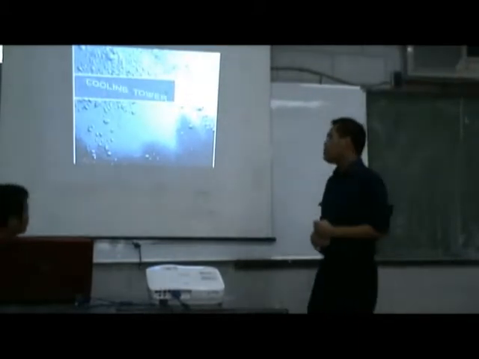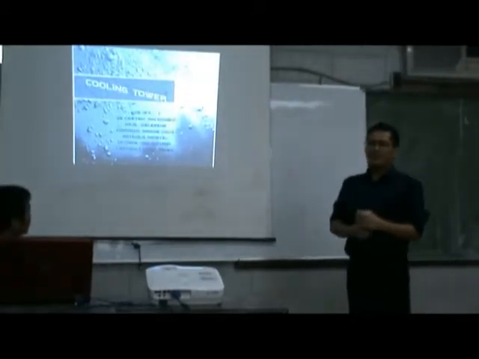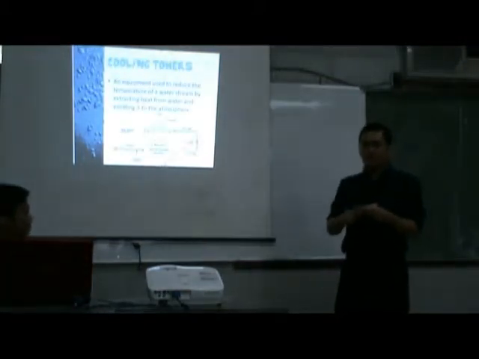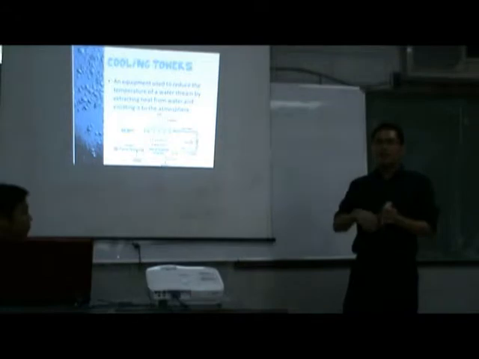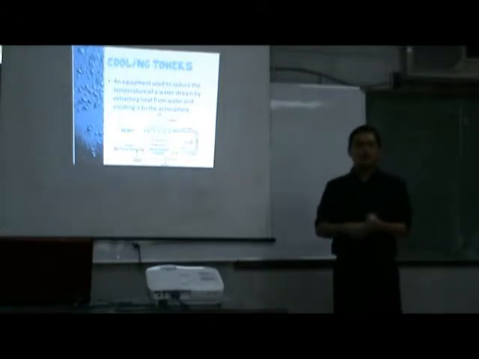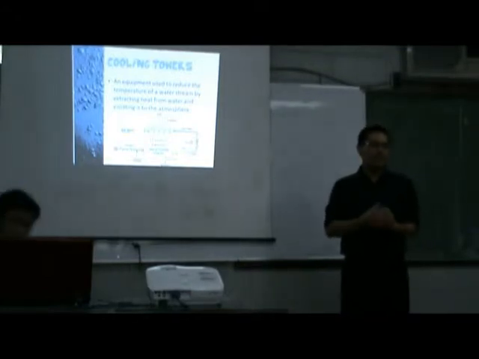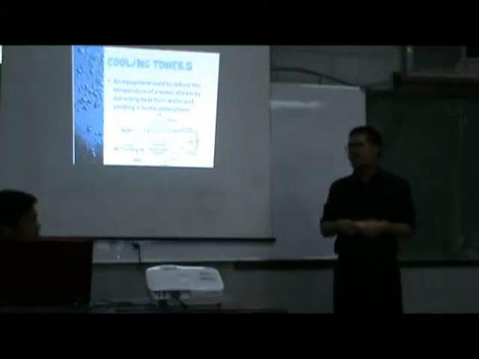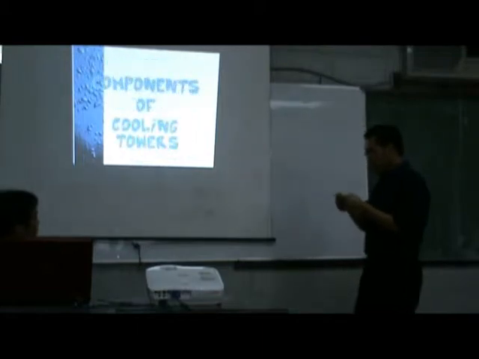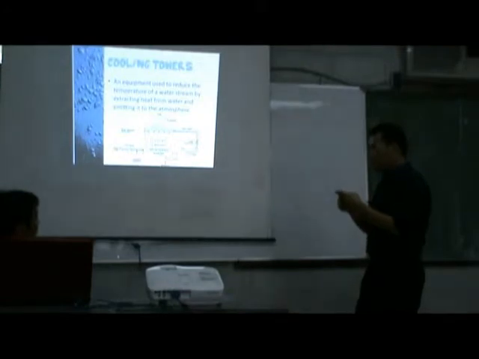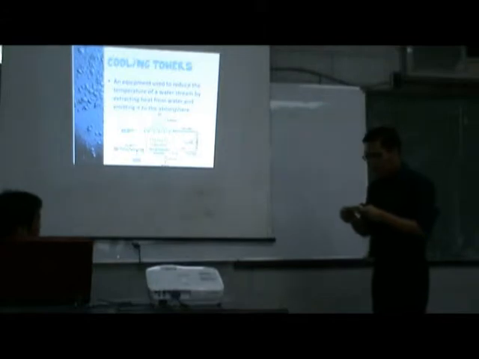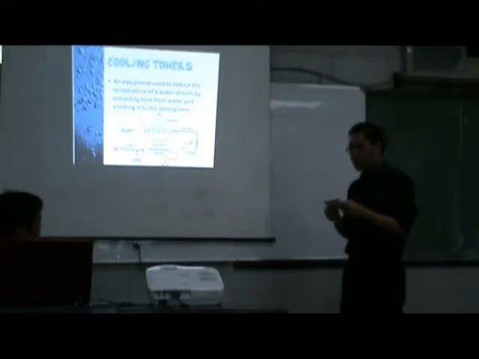So, first, we must get to know what a cooling tower is all about. A cooling tower is equipment used to cool water that is used for heat exchange, mostly as a recycle for another process. It reduces the temperature of water by extracting heat from the water and releasing it into the atmosphere.